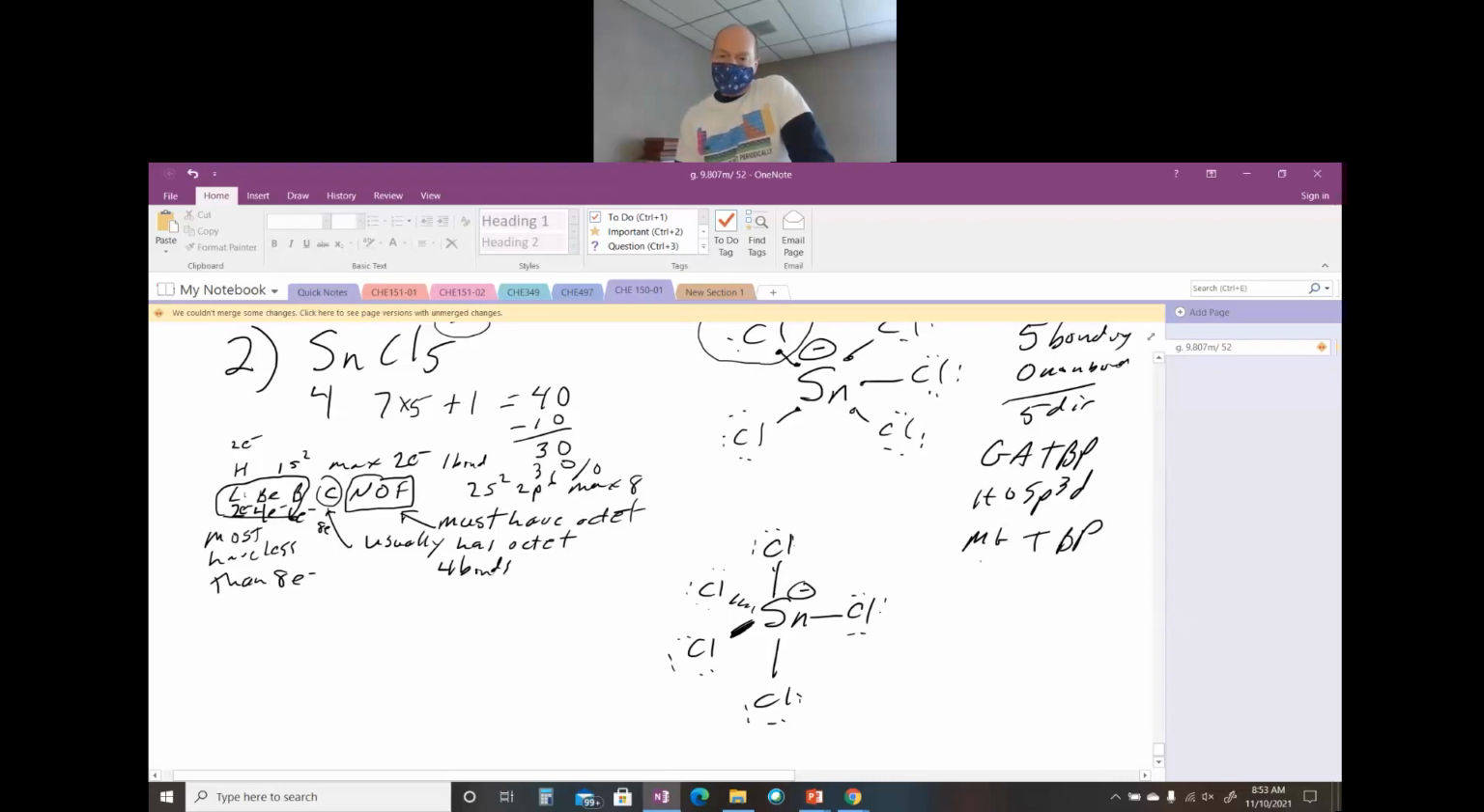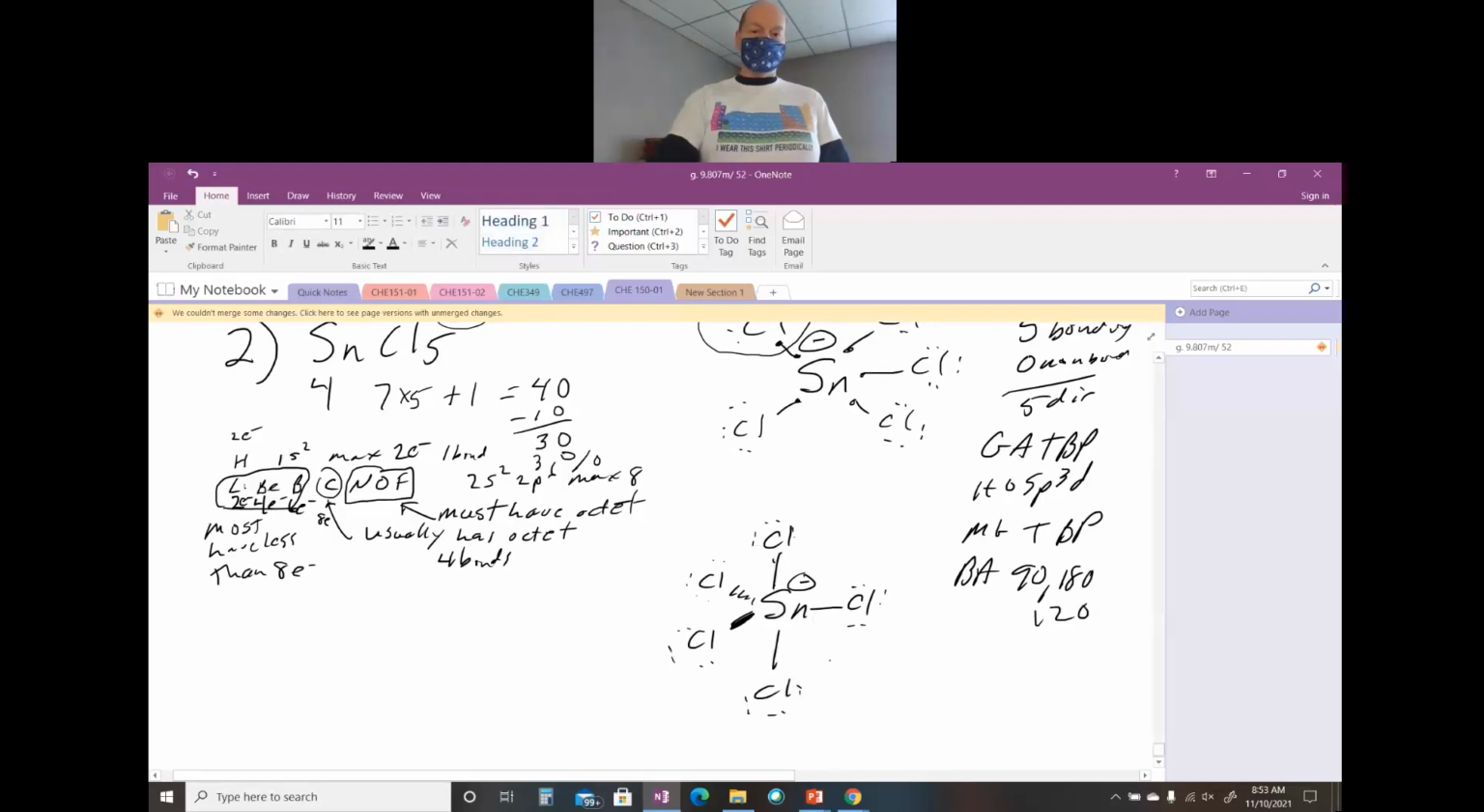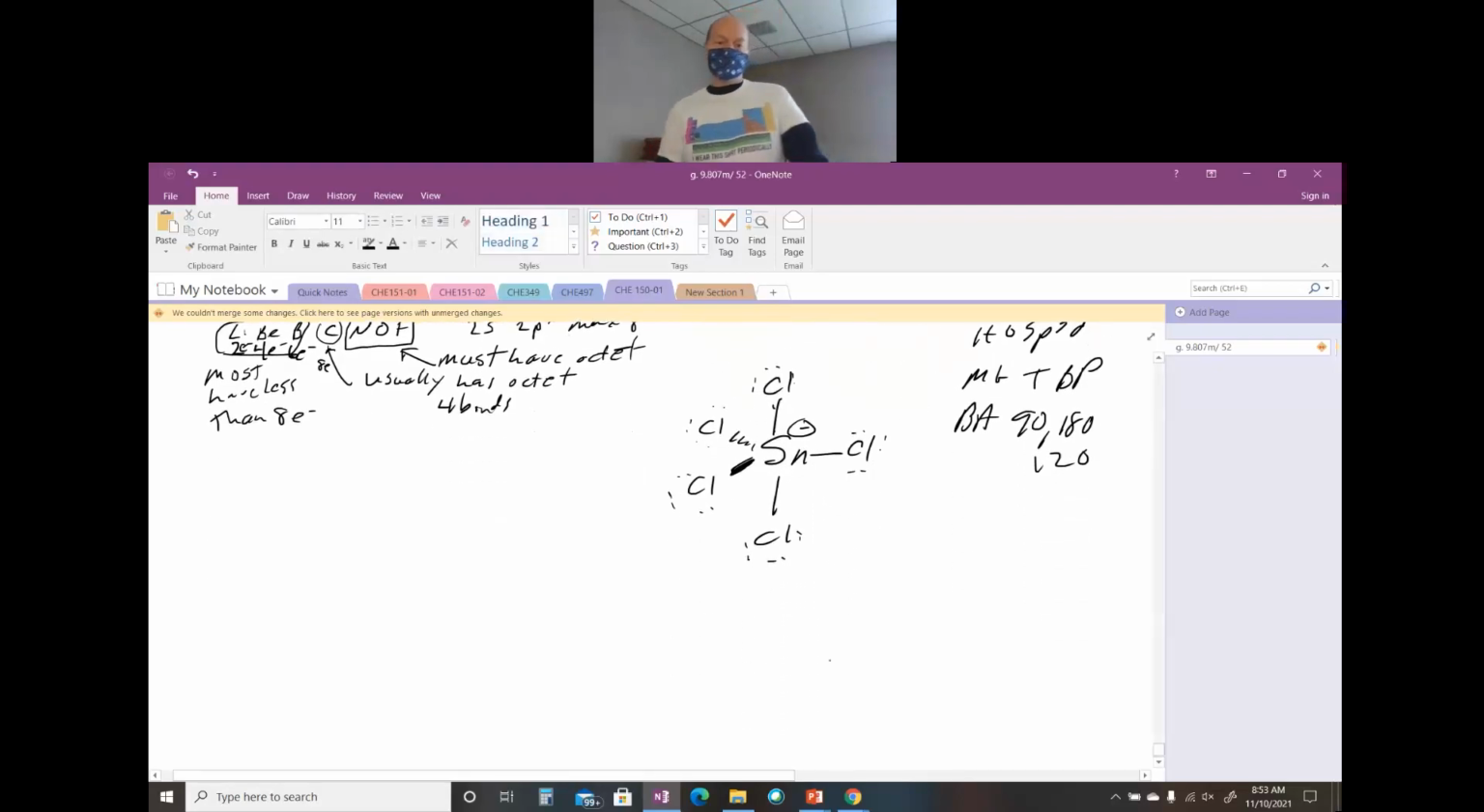All right, and so we do not do any bond dipoles, but we do bond angles, which are 90, 180, and 120. So the 90 is here, the 180 is here, and then the 120 is the ones on the equatorial position. All right, so there's no bond dipole, there's no molecular dipoles when you have charged, you have ions that we are doing.